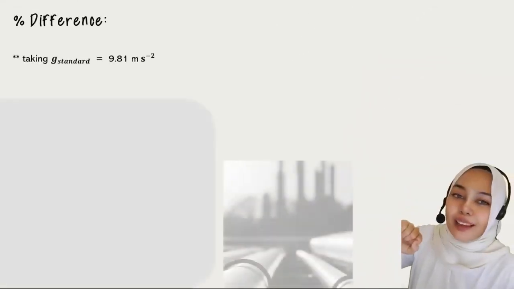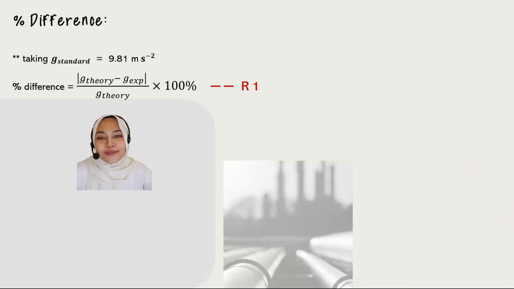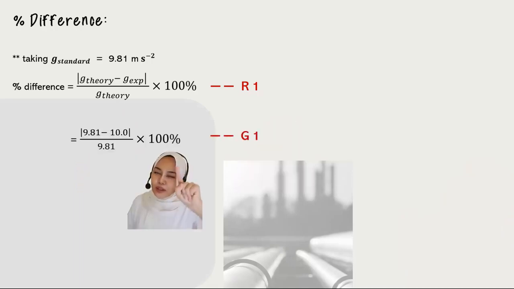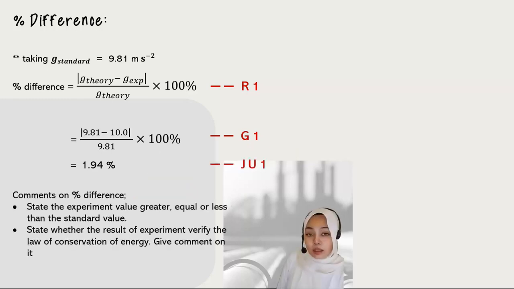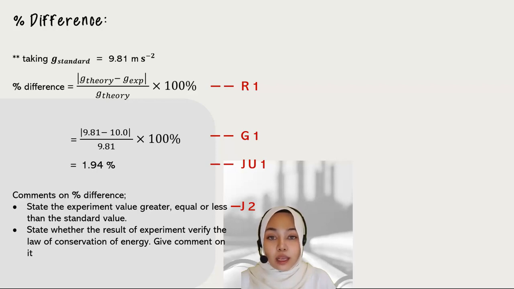Let's see how many marks we can get for the percentage of difference. If you write down this equation, R1 for you, substitution G1, and your final answer with the correct symbol percent, JU1. You also have to make comments on the percentage difference. State the experimental value, whether it is greater, less, or equals to the theoretical value. And you have to state whether the experimental value verifies the law of conservation of energy. And you have to give comment about it.